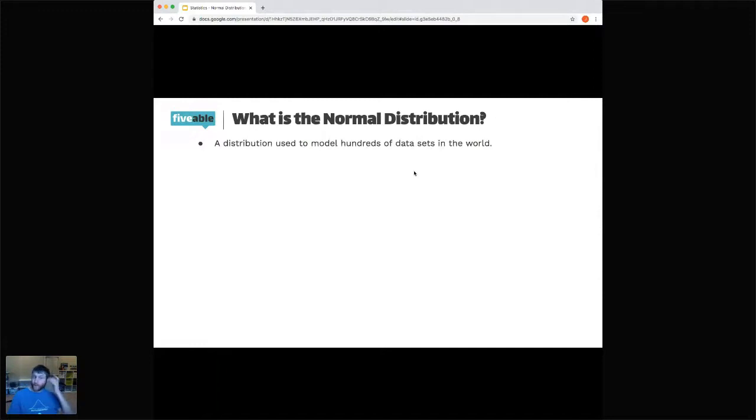It's really important, the normal distribution. It's really important because it's used to model hundreds of data sets in the world. When we take things like ACT scores or SAT scores, heights and weights of young infants and babies and things like that, when they try to put people in certain percentiles for those things so that you can know where you're at.